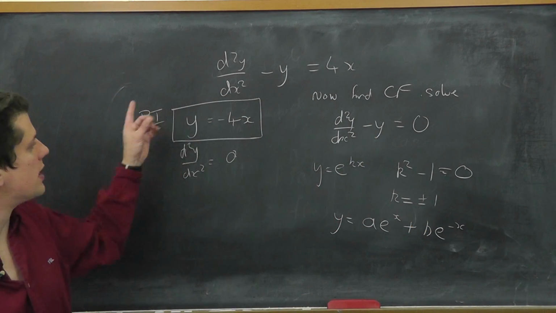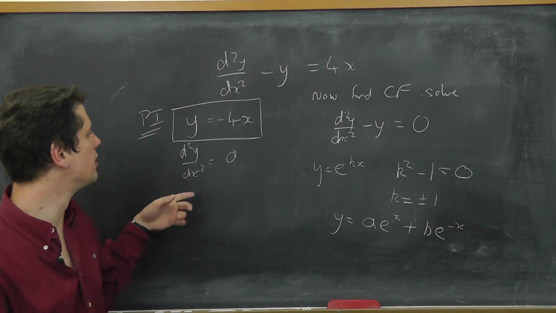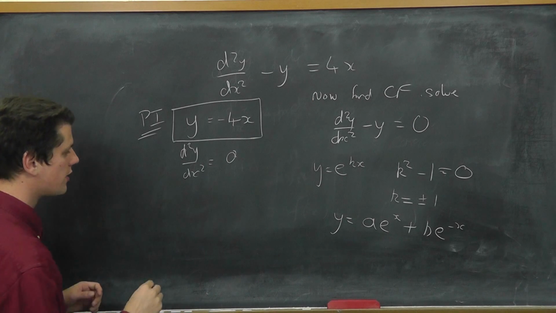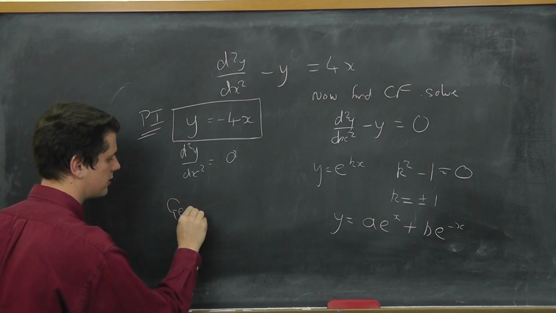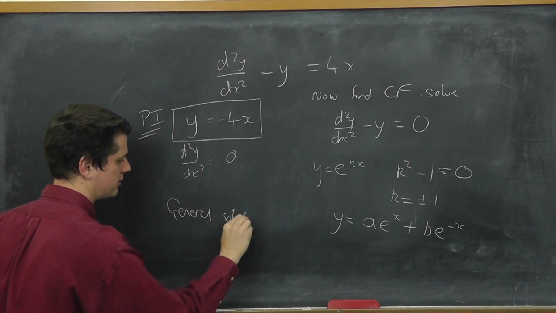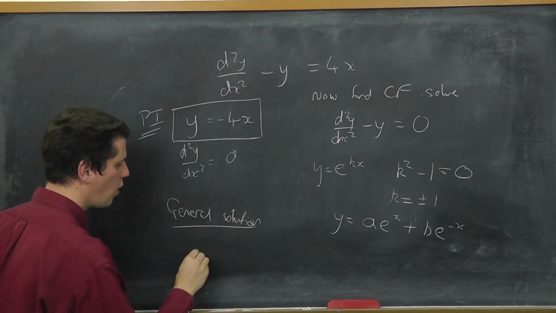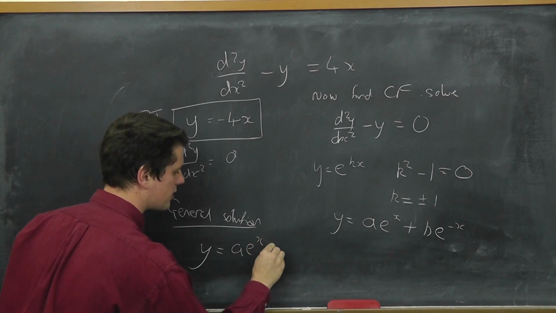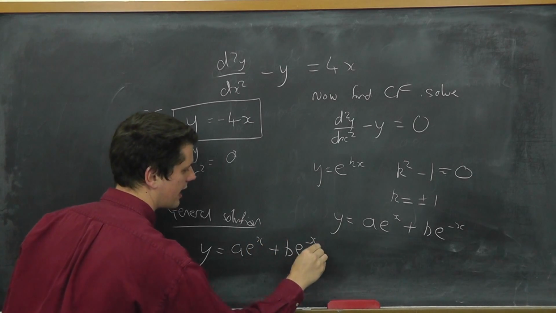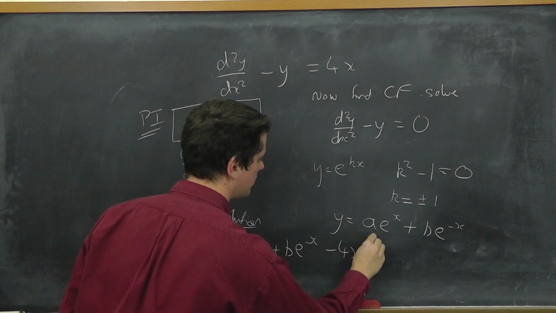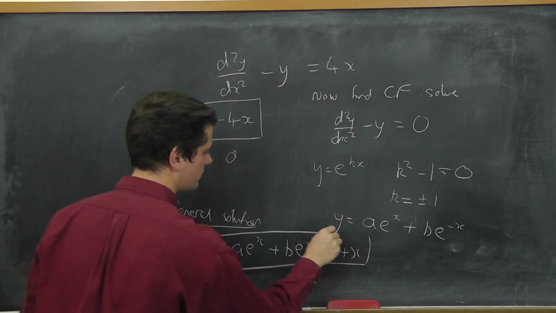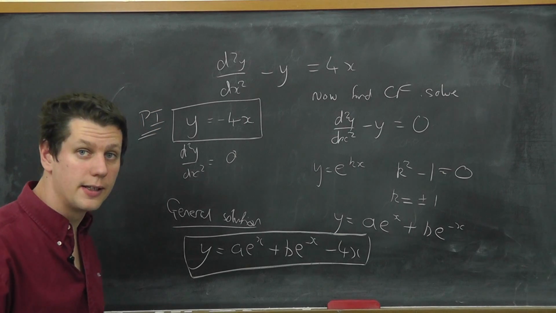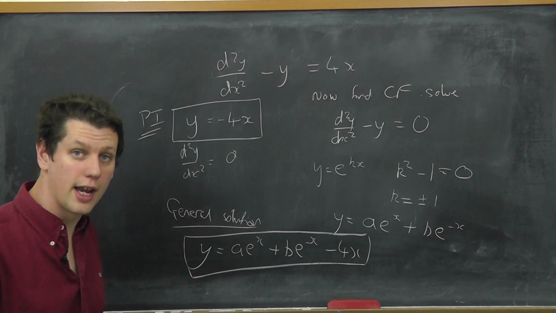So now we put the two together. We find the general solution by taking our particular integral and adding on the complementary function. So the general solution is y equals a e to the x plus b e to the minus x minus 4x. Finding the particular integral isn't always that easy, but we'll do a lot more examples in the next few videos.